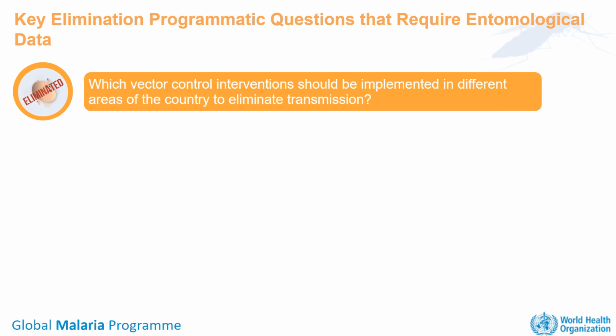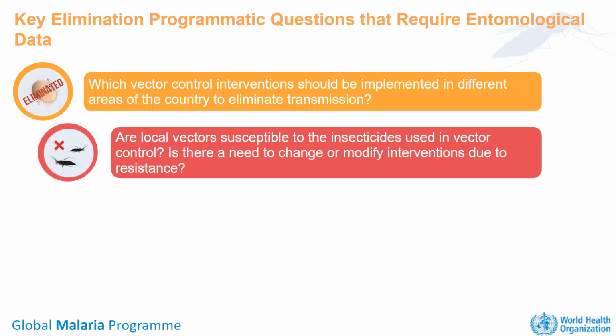When programs are planning their malaria control interventions, they must group subnational areas with similar characteristics into strata and then determine the appropriate mix of interventions. Entomological data on vector composition in different parts of the country can help determine the appropriate vector control strategies to be used in those areas.